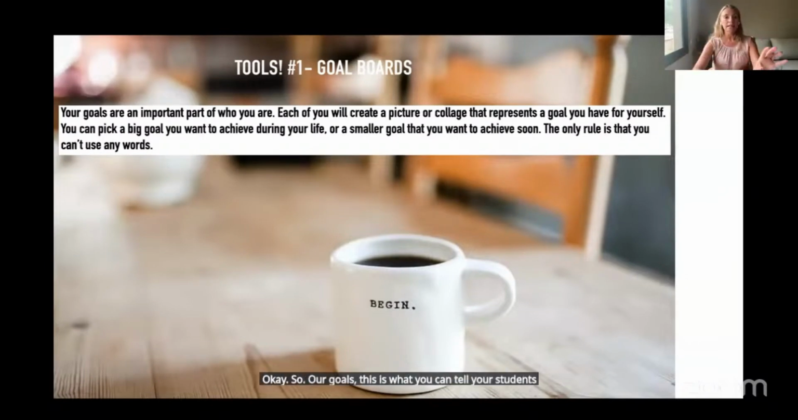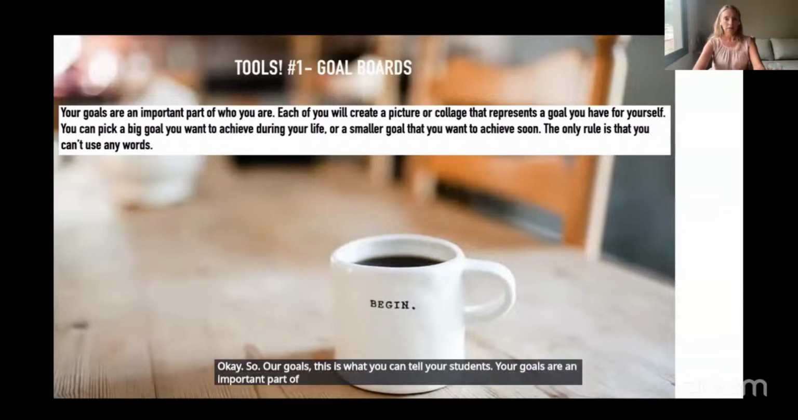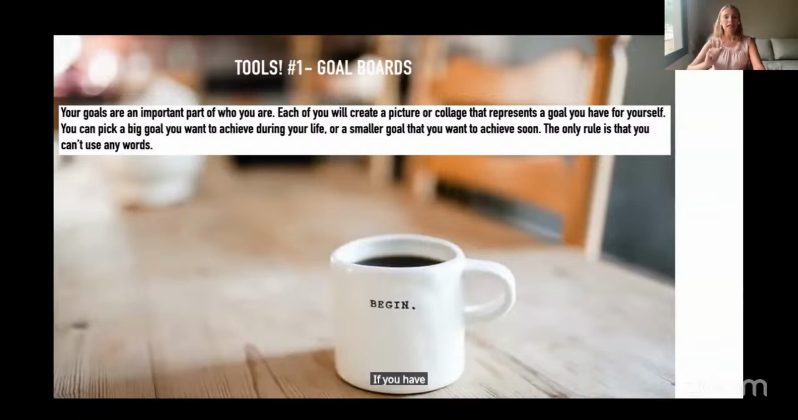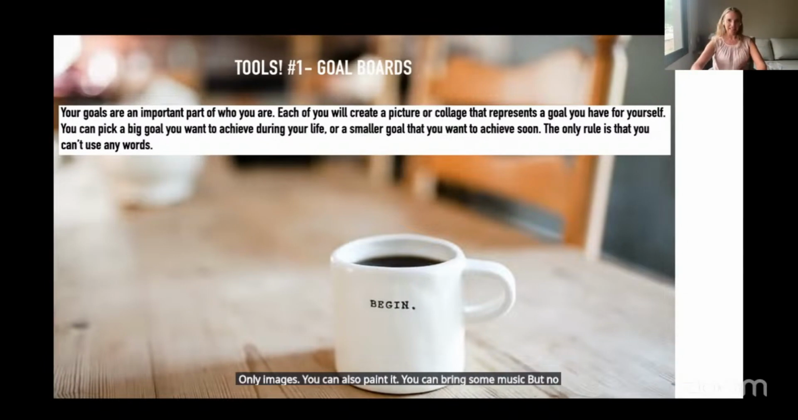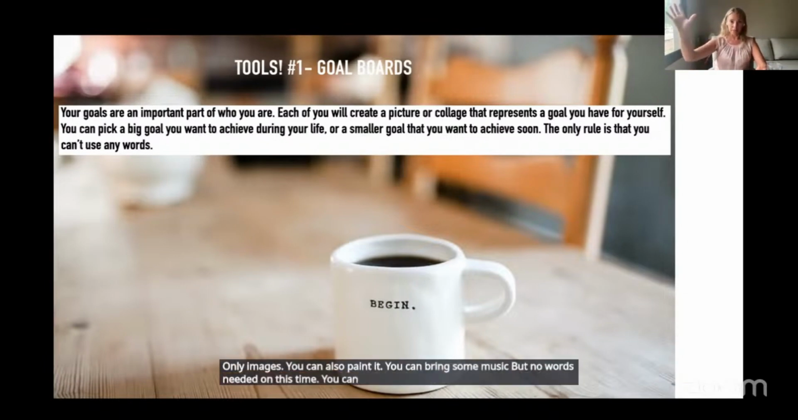Your goals are an important part of who you are. If you have a dream, if you want to become a footballer, you need to have your goals and you need to define them. So you will create a picture or collage that represents your goal. You cannot use words, only images. You can also paint it, you can bring some music, but no words needed at this time, okay? You can pick a big goal that you want to achieve during your life, becoming a footballer, or a smaller goal. I need to pass this English test, okay?